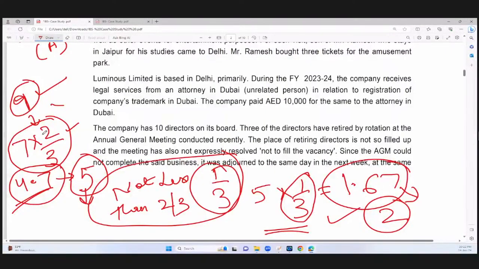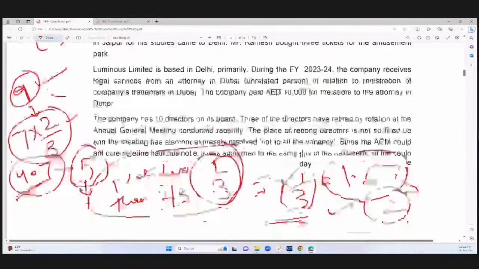ताकि शेयर होल्डर्स के पास, if the retiring directors are not favorable, the shareholders are not in favor of these retiring directors, so they can replace the retiring directors. So at the AGM, these retiring directors can be replaced also, or if the shareholders are of the view that they want to replace them, they can replace also. So the meeting has also expressed resolve not to fill the vacancy since the AGM could not complete the said business.